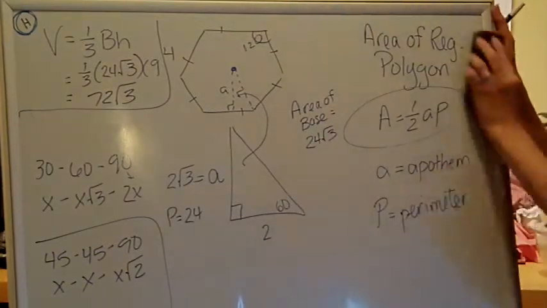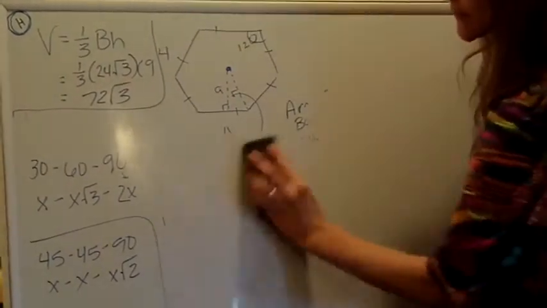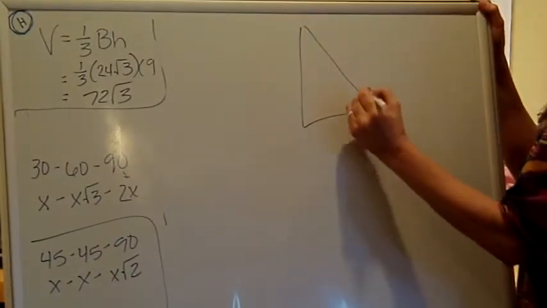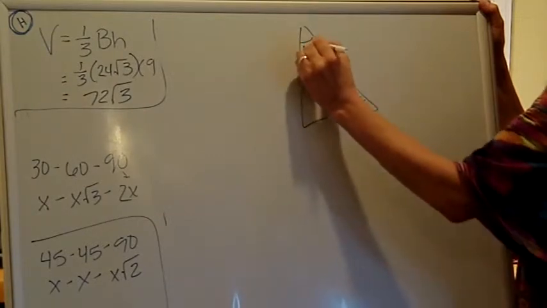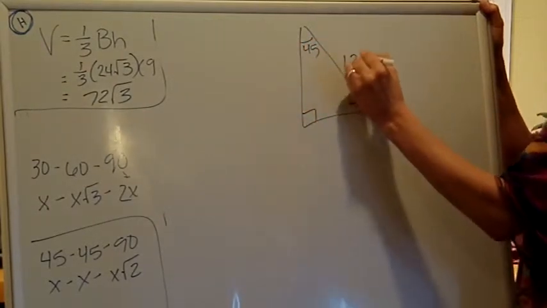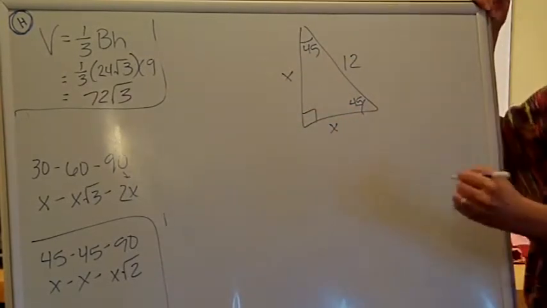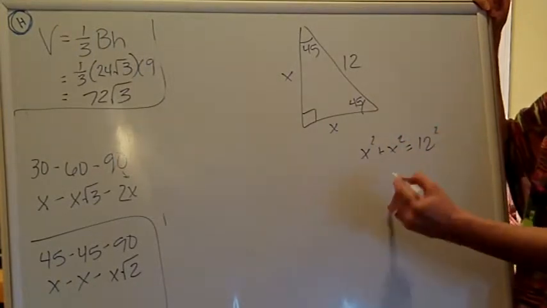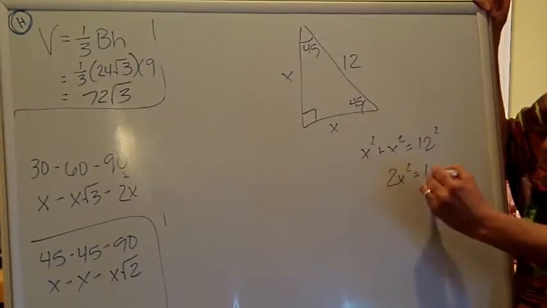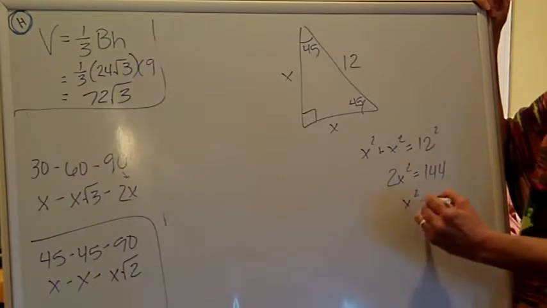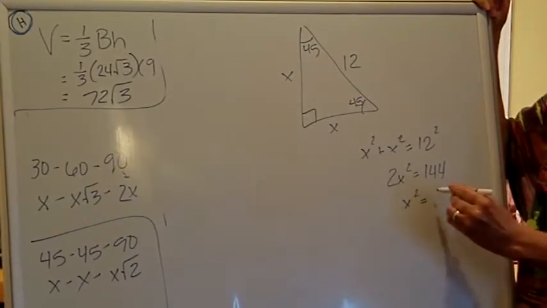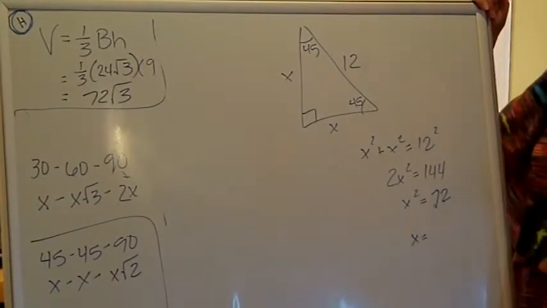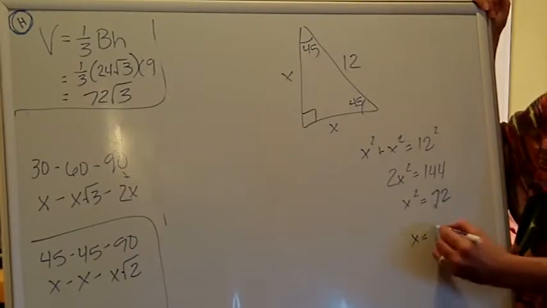This is off topic, but it's kind of on topic since we're on special right triangles. If you know that you've got a 45-45 triangle, pardon the drawing, and you know this is 12, you could solve for x. You could do x squared plus x squared equals 12 squared, which is 2x squared equals 144. x squared equals 72. Simplest radical form, y'all know how to do simplest radical forms with those? What does that become?